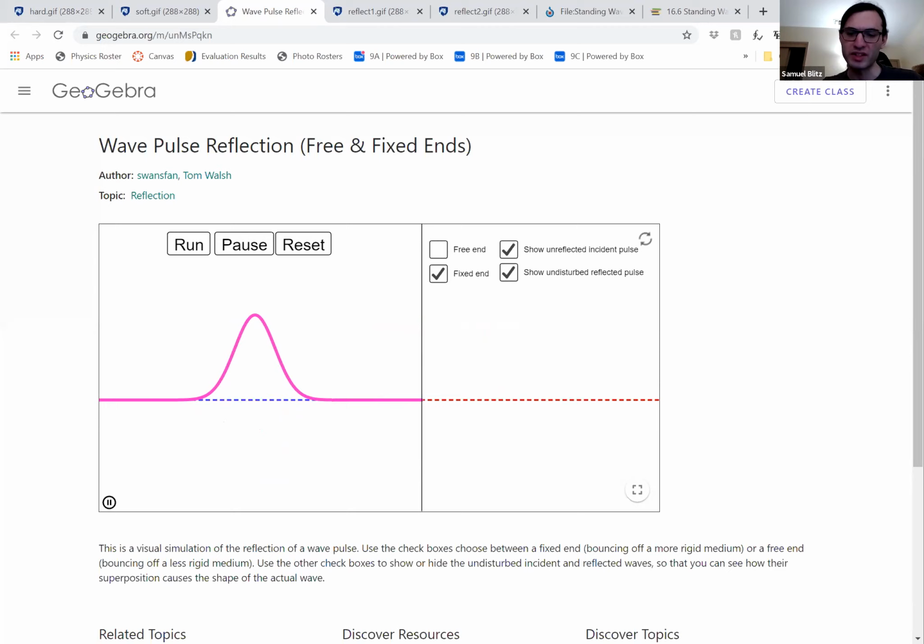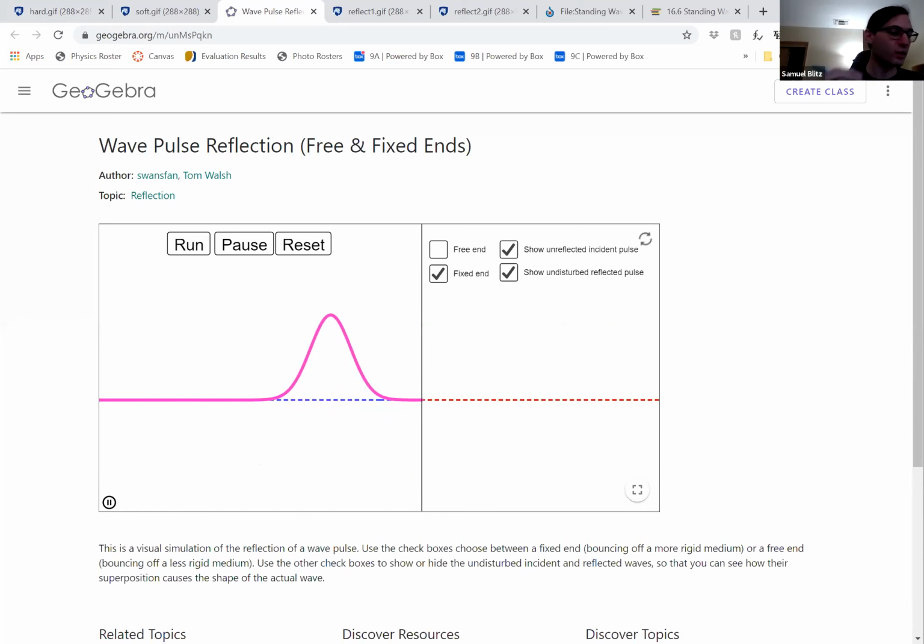Hopefully this GIF is helpful, or this GeoGebra simulation is helpful. I'll just let it run. So the point is they cancel out at the wall, but then they just keep going after they pass the wall. One's going left, one's going right.